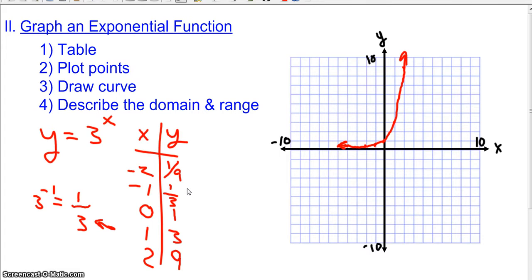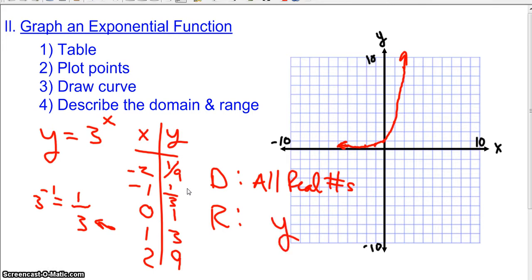Okay? So let's talk about the domain and range. What x values are you allowed to put in? We put these 5 in. Could we go more negative? How far? Infinitely far. Okay, could we go more positive? How far? So for the domain, we say we can use all real numbers. Okay, for the range, no matter how small our numbers get, we said we'll never hit 0, right? So the y values are always going to be greater than 0.